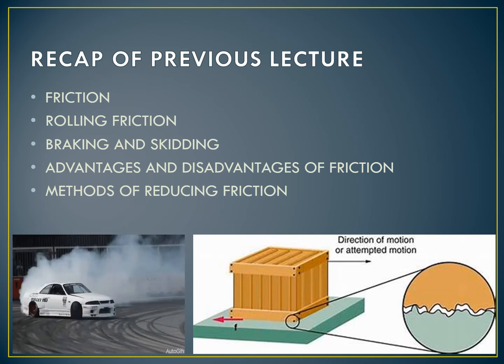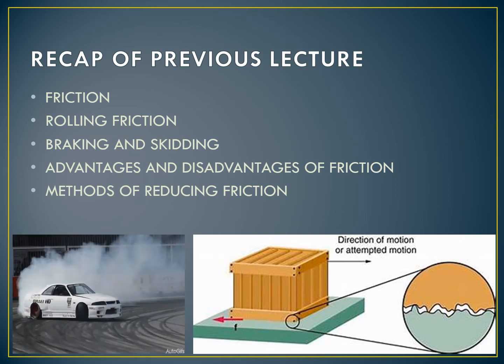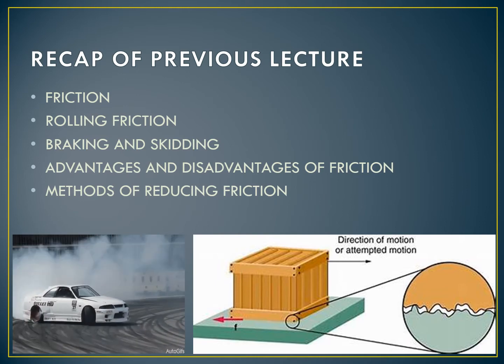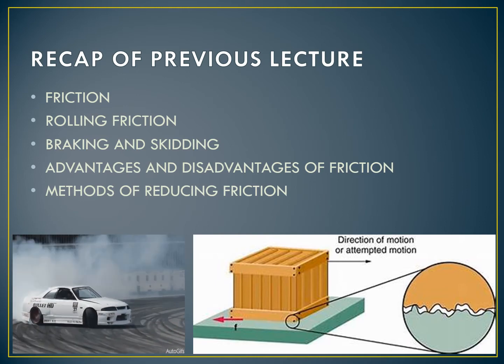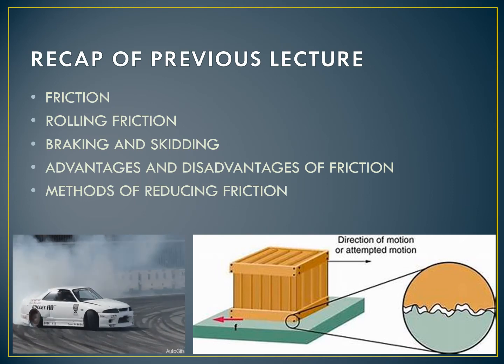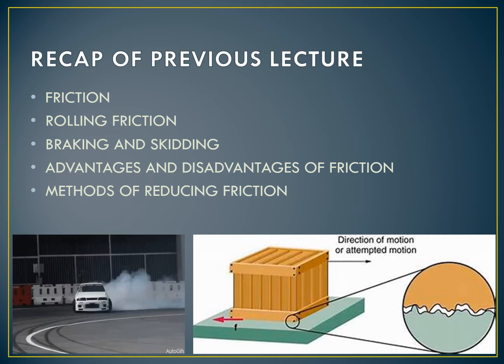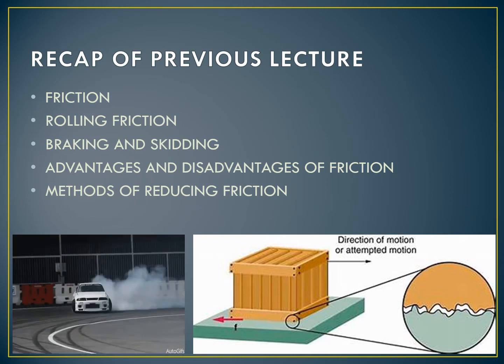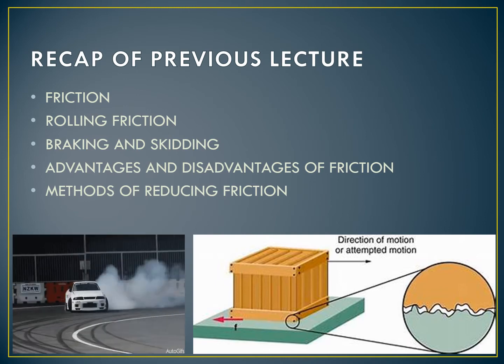In the end, there are some methods of reducing friction, like lubricating the surfaces, making the surfaces smooth, and making the fast moving objects in streamlined shape. And by using ball bearings in parts of the machine, we can also reduce the friction.